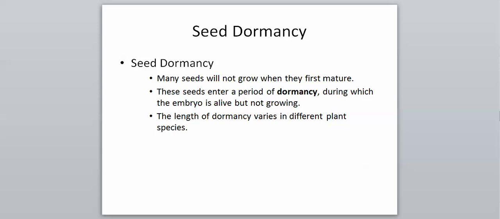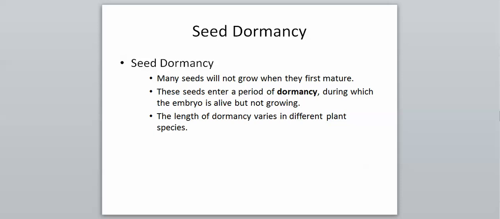So we're going to start first with a topic called seed dormancy. Seed dormancy is described by saying first that many seeds will not grow when they first mature. That's saying that just because a seed forms and is ready to grow doesn't mean it will always grow. These seeds enter a period of dormancy during which the embryo is alive but not growing. So dormancy can almost be described as seed hibernation. They are still alive, but they've put a halt on everything, and they're not necessarily going to grow, and that's going to depend on some different factors, which we'll talk about in a second.